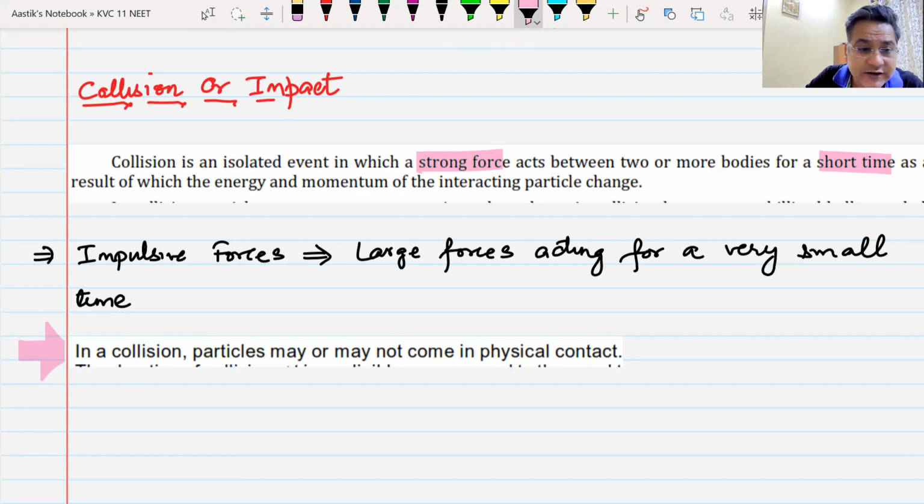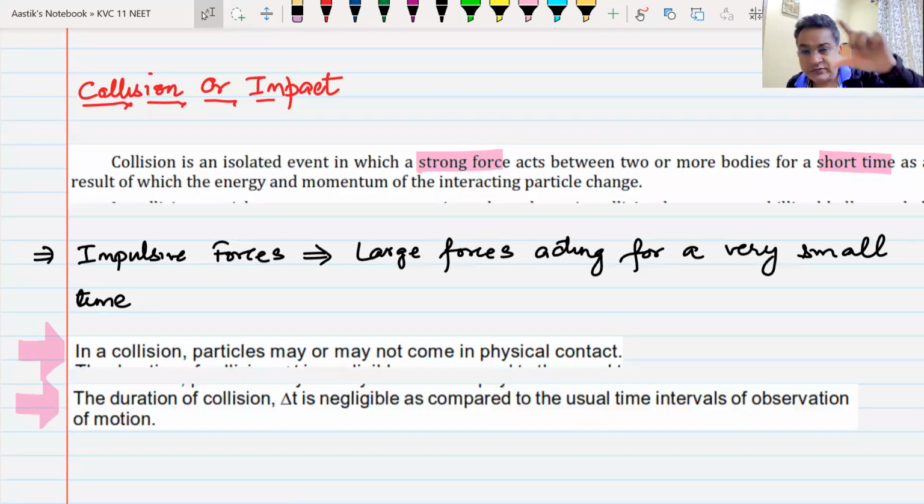So for a collision to happen, the bodies may be in contact, or the bodies may not be in contact. Remember this. Whenever we talk about collision, the time of collision is very small. The impact takes place for a very small time. So you must remember this whenever we are talking about the collision. Okay. I'll give you 2 minutes to note this down.